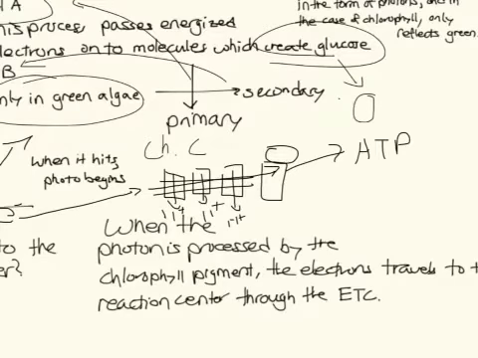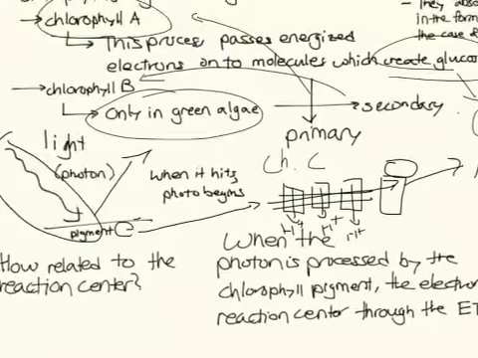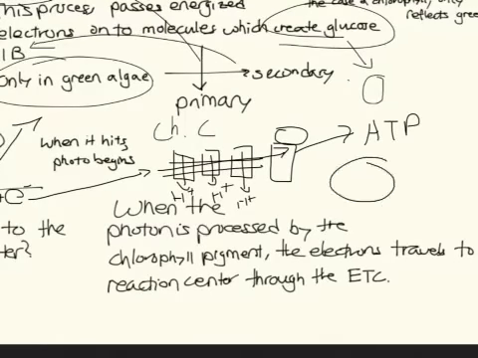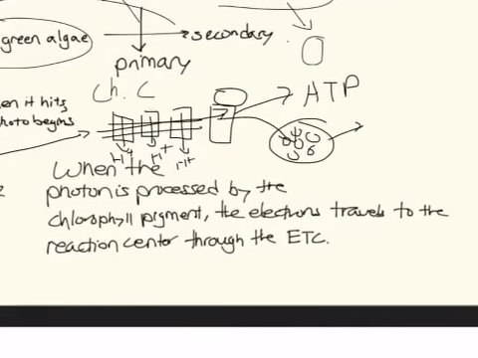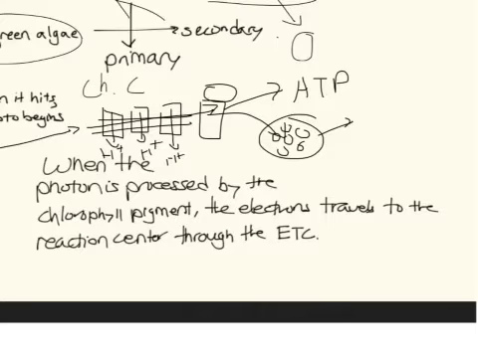However, a key difference to note is that it actually goes to the reaction center. And this is where all the little parts creating energy actually occur in photosynthesis. Basically, to summarize this portion, when the photon is processed by the chlorophyll pigment, the electrons travel to the reaction center through the electron transport chain, much like cellular respiration. It's a whole process that's completed through this extraordinary event.